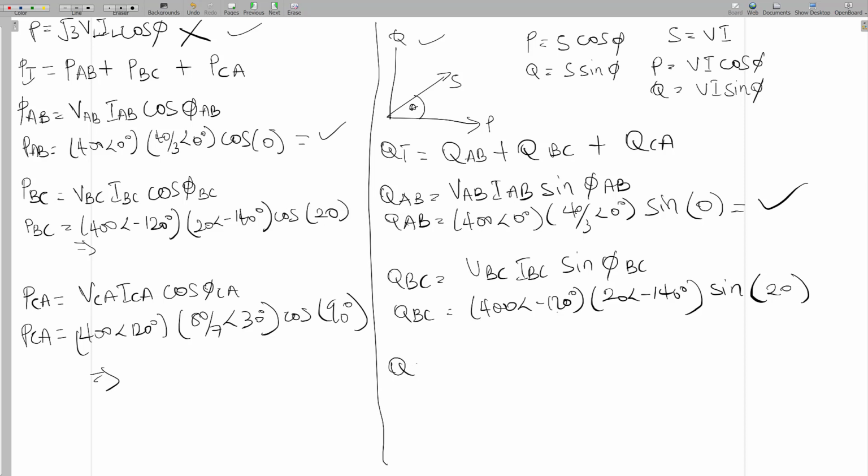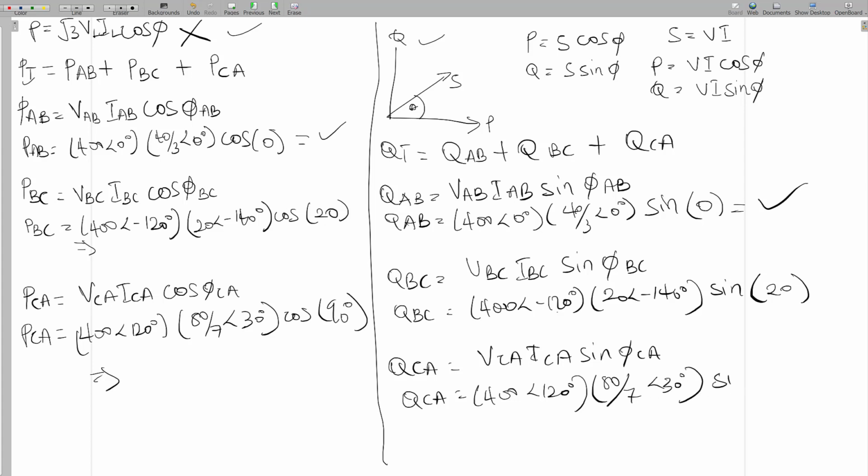So QCA, that is the last reactive power, should be VCA ICA sine the angle between them. So QCA, the voltage VCA was 400 angle positive 120 degrees. ICA, I had 80/7 angle 30 degrees, sine the angle between 120 and 30, which is just 90 degrees.